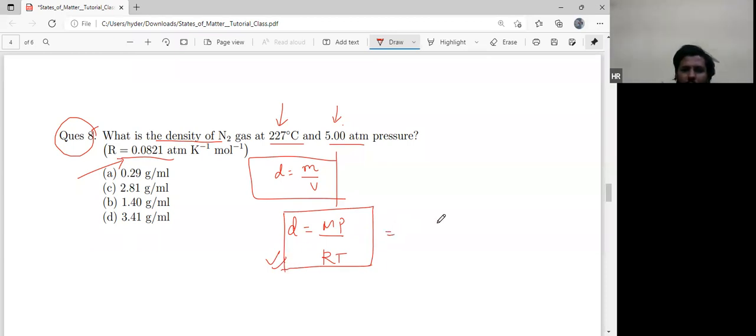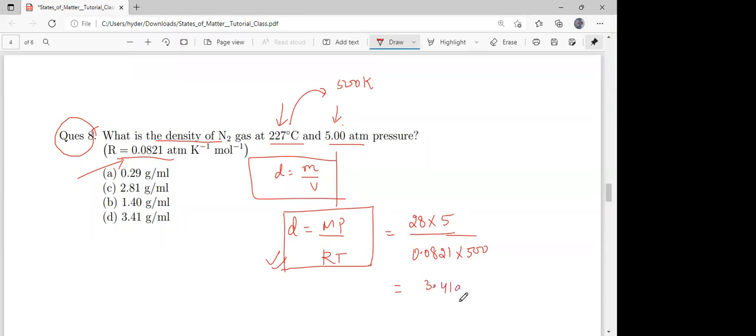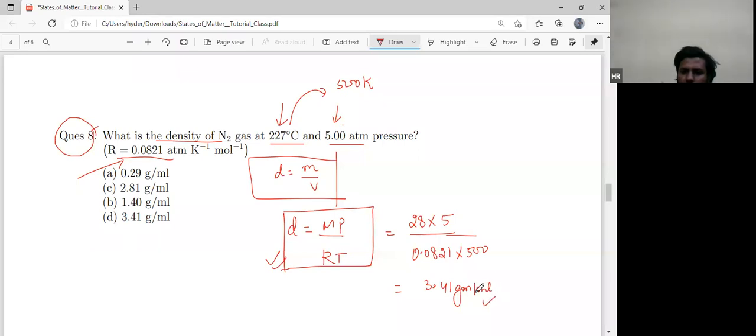So molar mass of N2 is 28 into pressure is 5 atm. R is given 0.0821 and temperature is 227 degrees centigrade. Convert it into Kelvin, that will be equal to 500 Kelvin, right, Aisha, Mariam? Yes, sir. And when you calculate it, you will get an answer 3.41 gram per ml. Okay.